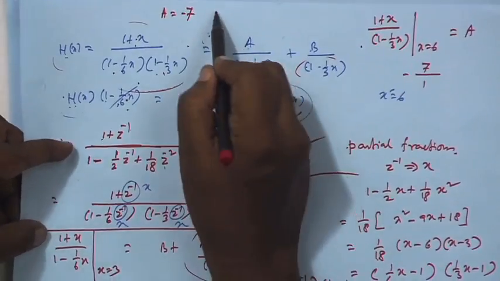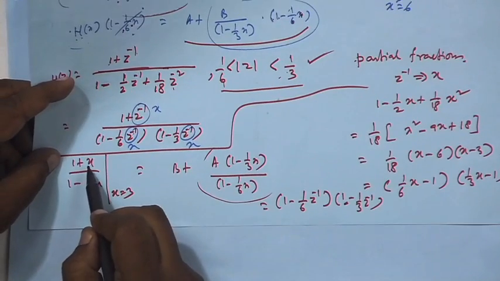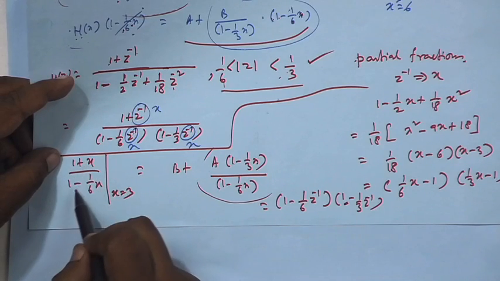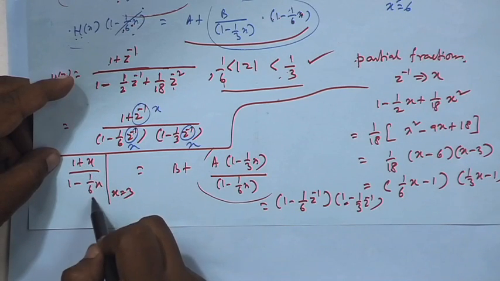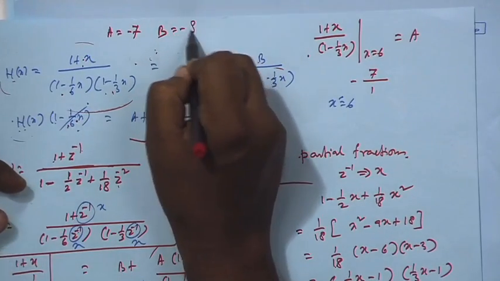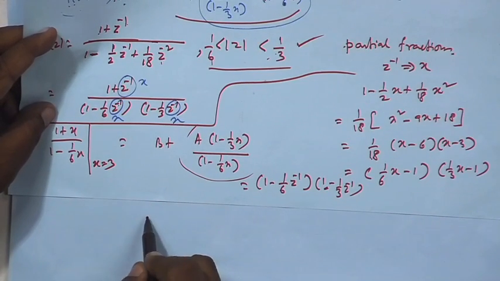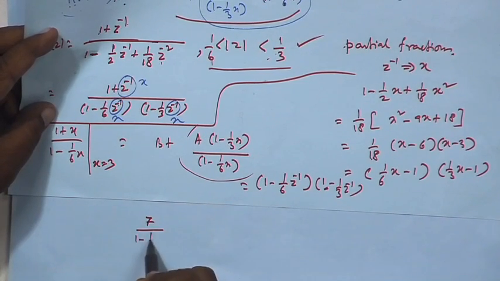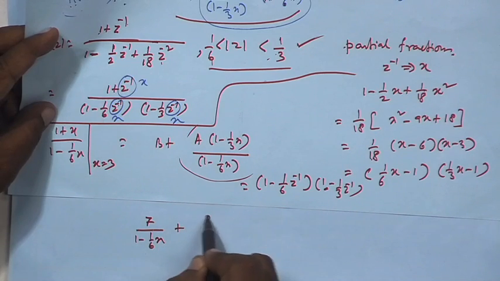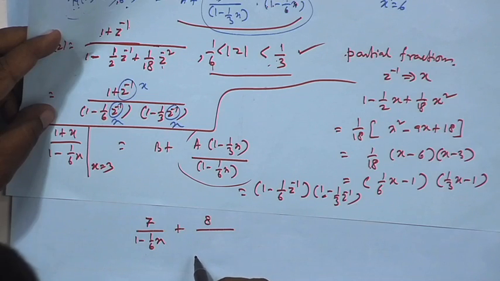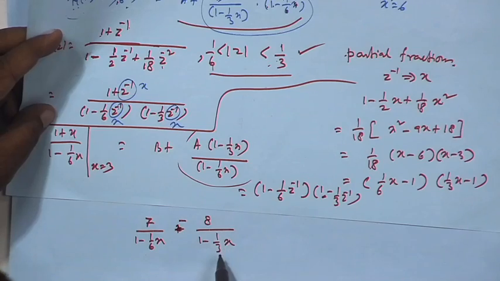How much is b? If we put 3 here, we get 3 plus 1 over a denominator, which gives the value of b. Now, if you put them back here, you can verify: that is 7 by 1 minus 6x, sorry, minus 8 by 1 minus 3x. Okay.